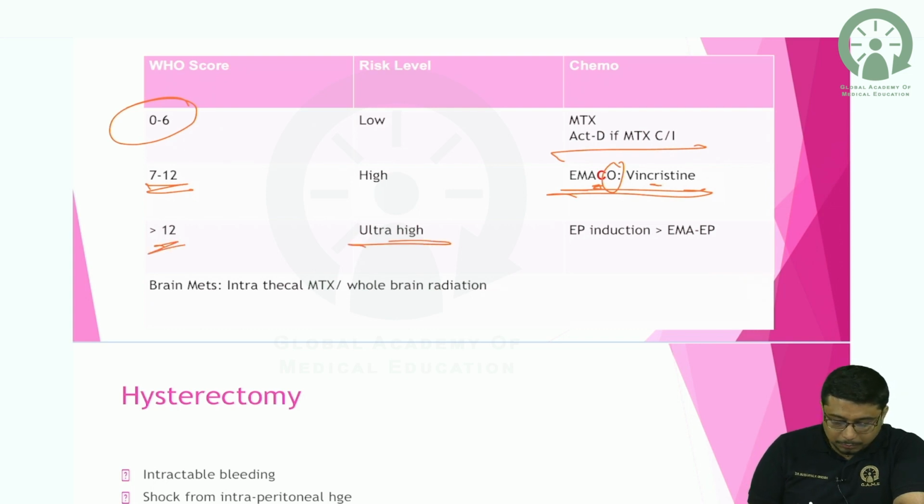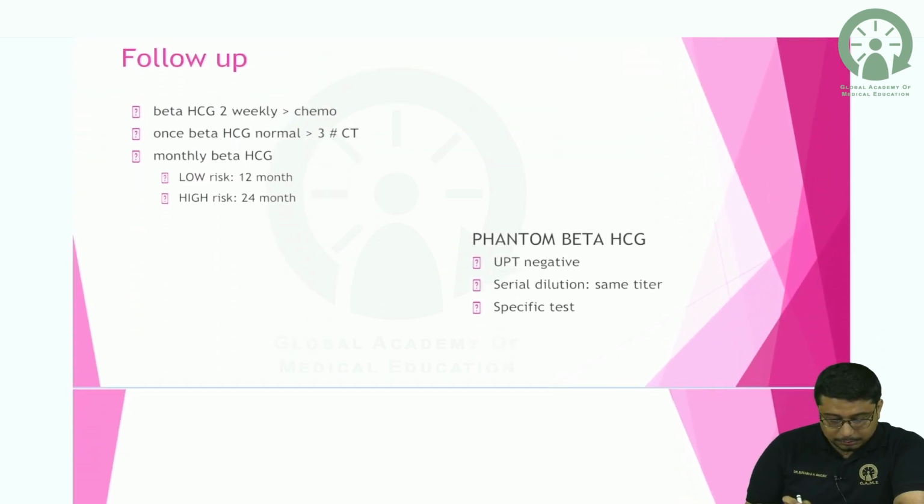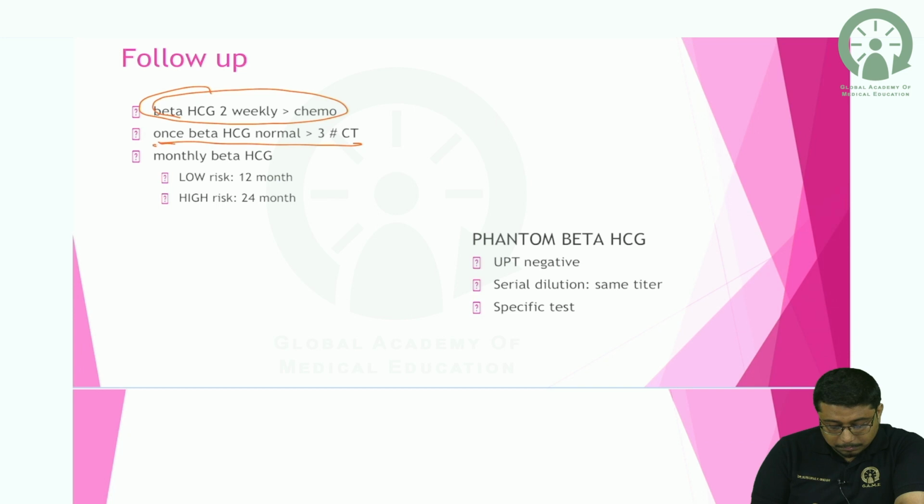If it is more than 12, then it is considered ultra high, and the treatment is EP induction, that is etoposide induction, and then EMA-EP for the follow-up. So for malignancy, beta HCG every 2 weeks and chemo. Once beta HCG is normal, 3 cycles of further chemotherapy, and then monthly beta HCG. For low risk disease, follow-up is for 1 year, whereas for high risk disease, follow-up is for 2 years.